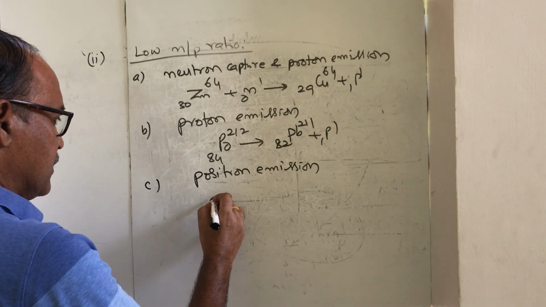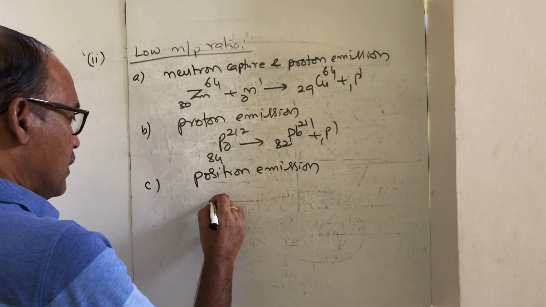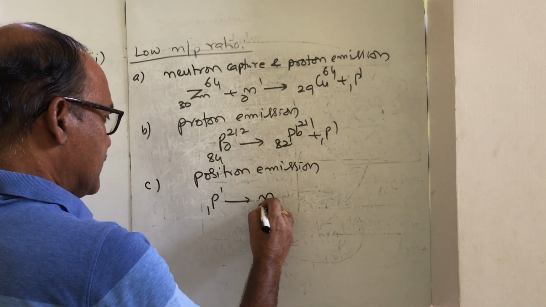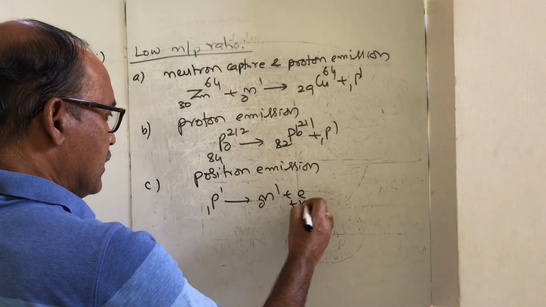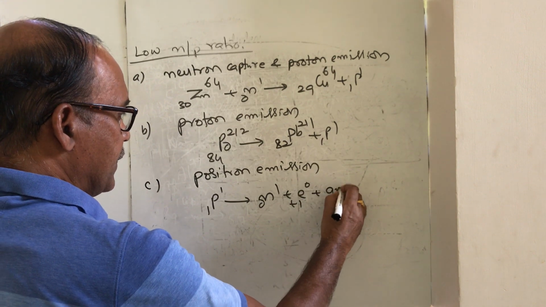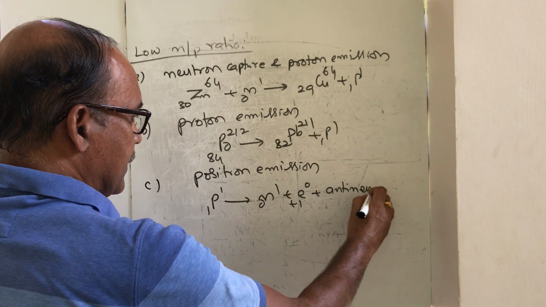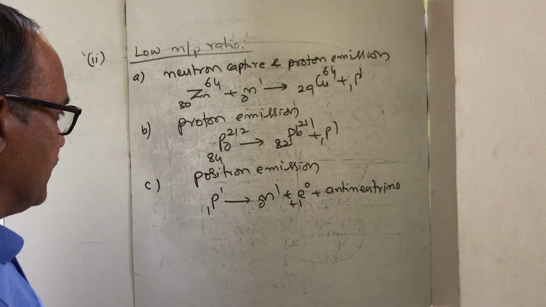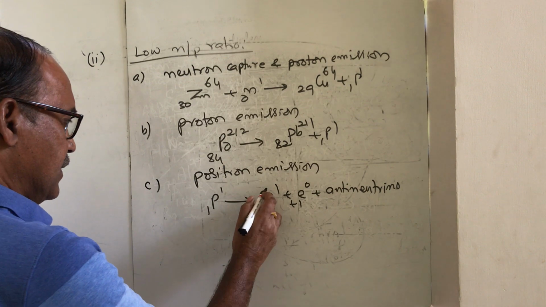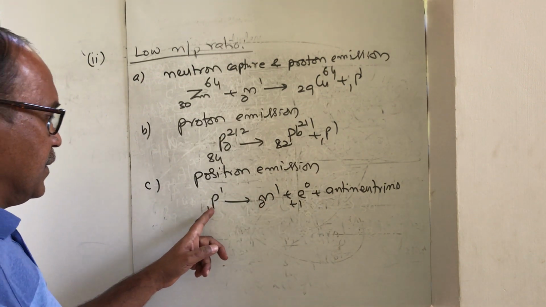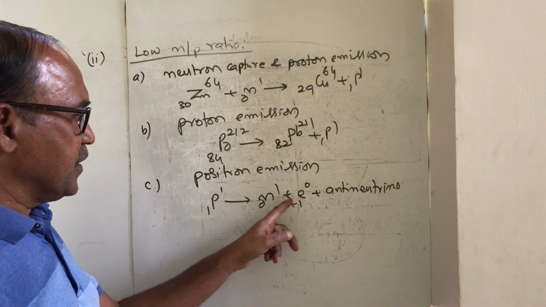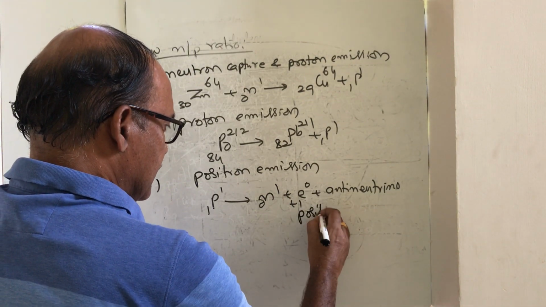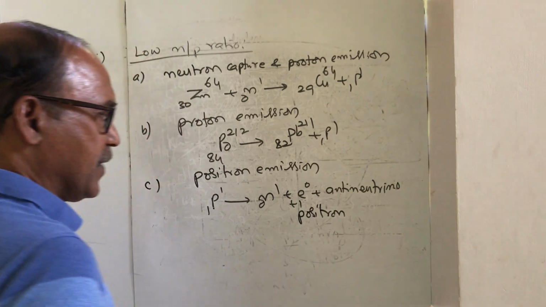Positron emission takes place when a proton splits into a neutron and a positron. This is one of the nuclei which is unstable, which results during the interaction of proton and neutron. Proton transforms into the neutron and positron. This is the positron, the antimatter of the electron.